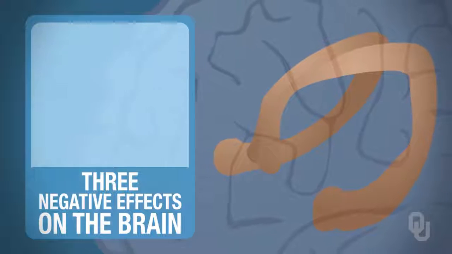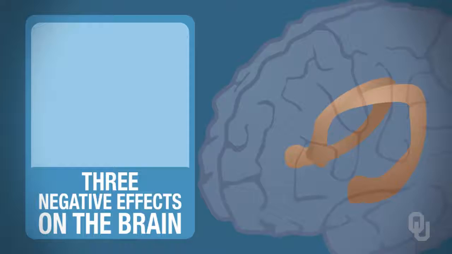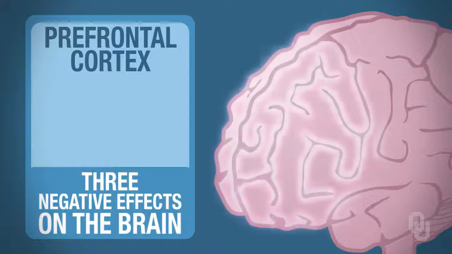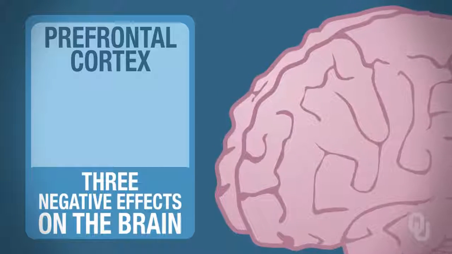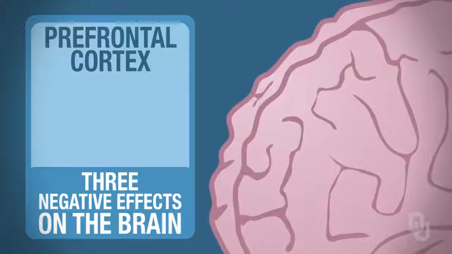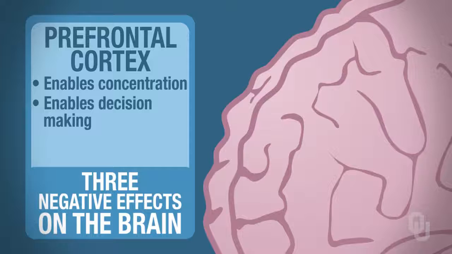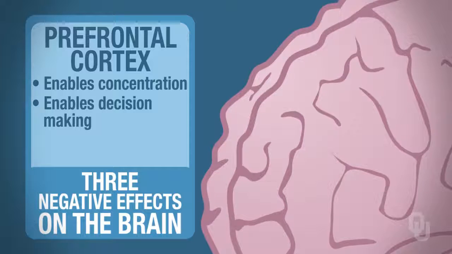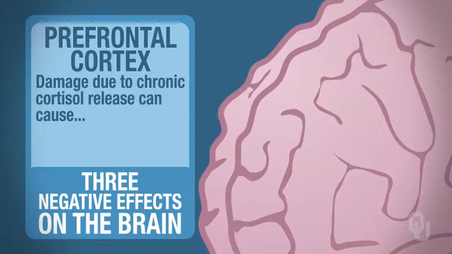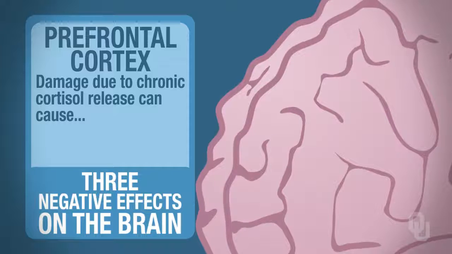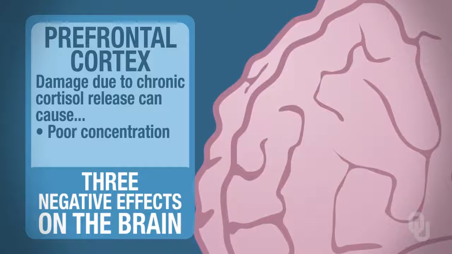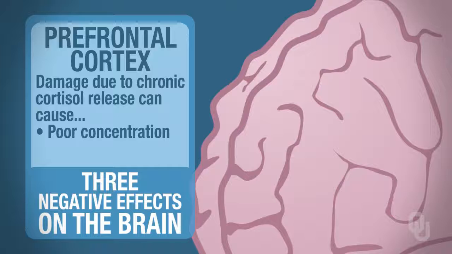Now, chronic cortisol release can also damage the prefrontal cortex. The prefrontal cortex is very important. It enables us to concentrate, for example, and enables us to make decisions. And so if we damage the prefrontal cortex due to chronic cortisol release, this can lead to an inability to concentrate, and it can also lead to depression.